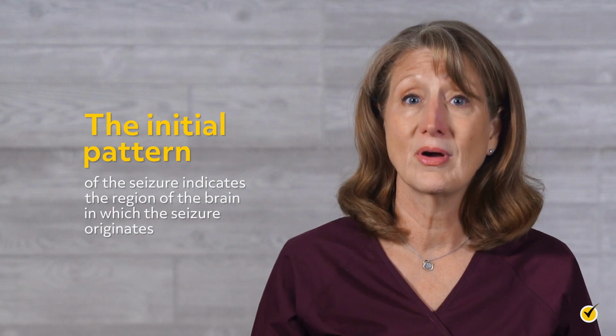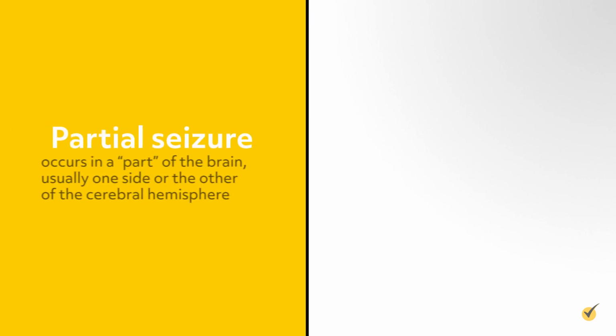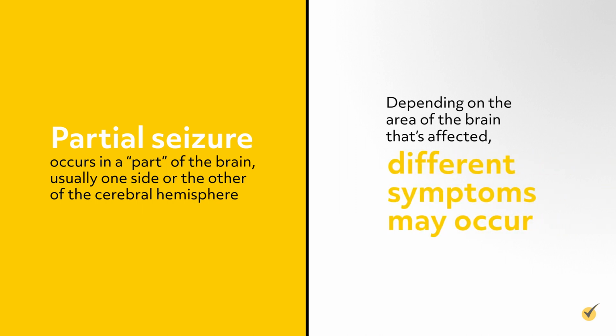Like I mentioned before, there are partial seizures and generalized seizures. Partial seizure occurs in a part of the brain, usually one side or the other of the cerebral hemisphere. Depending on the area of the brain that's affected, different symptoms may occur. Partial seizures may be preceded by an aura.